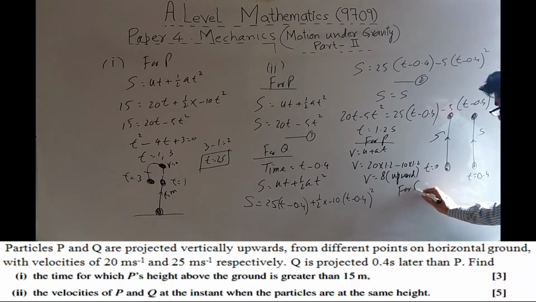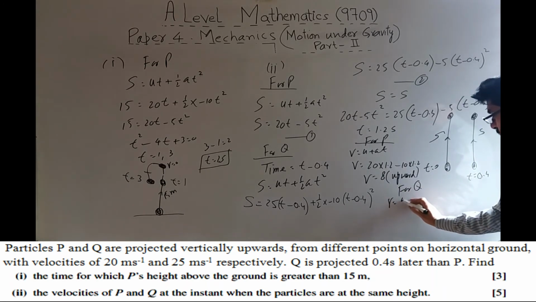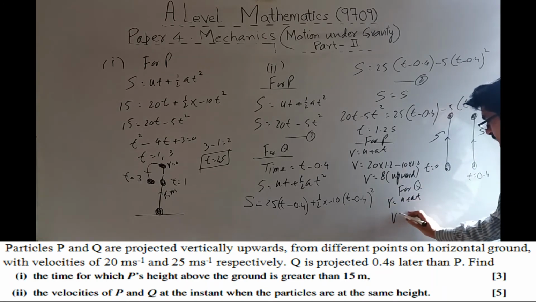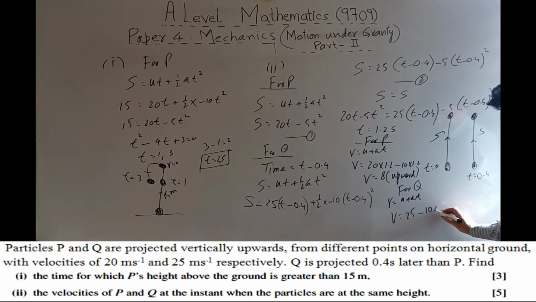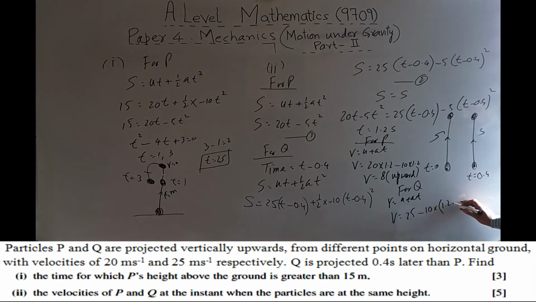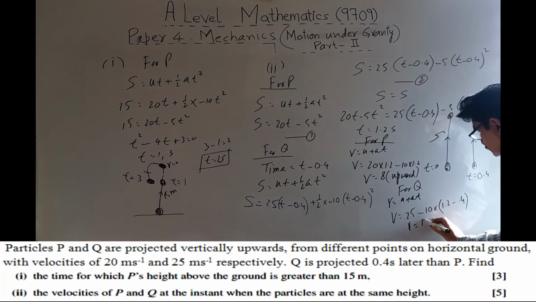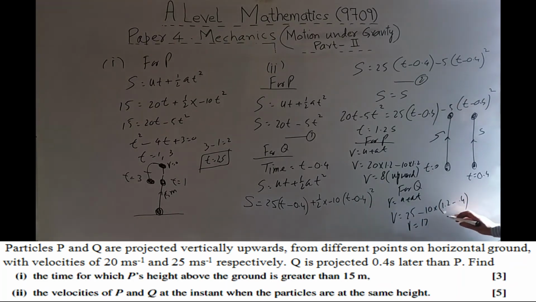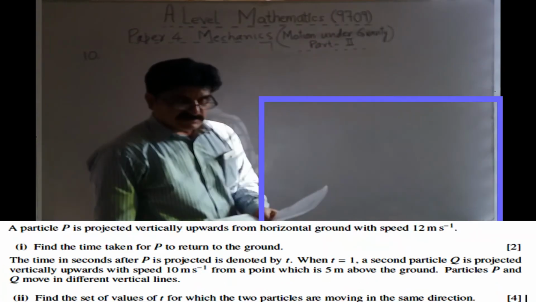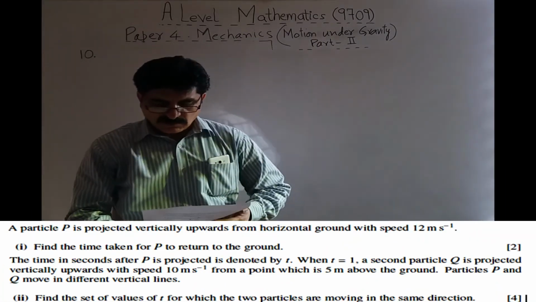Similarly, now for Q, v is equal to u plus at. Same formula. So v is equal to u, which is 25, minus 10 into t. Again here this is a very important point, that your time will be 1.2 minus 0.4, which is 0.8. So from here you will get v is equal to 17. So it is also moving upward. So the speed is 17 meter per second, direction is up. Question number 10. Last question.